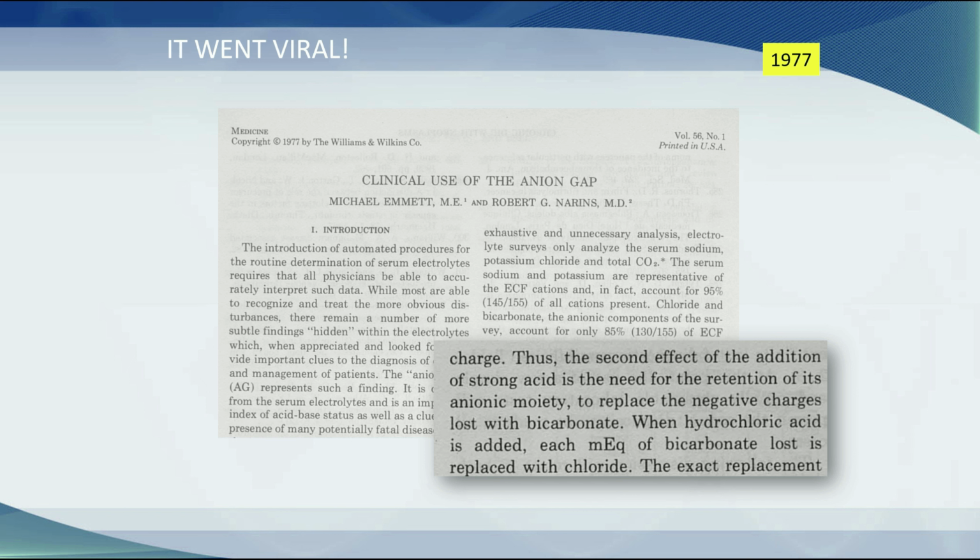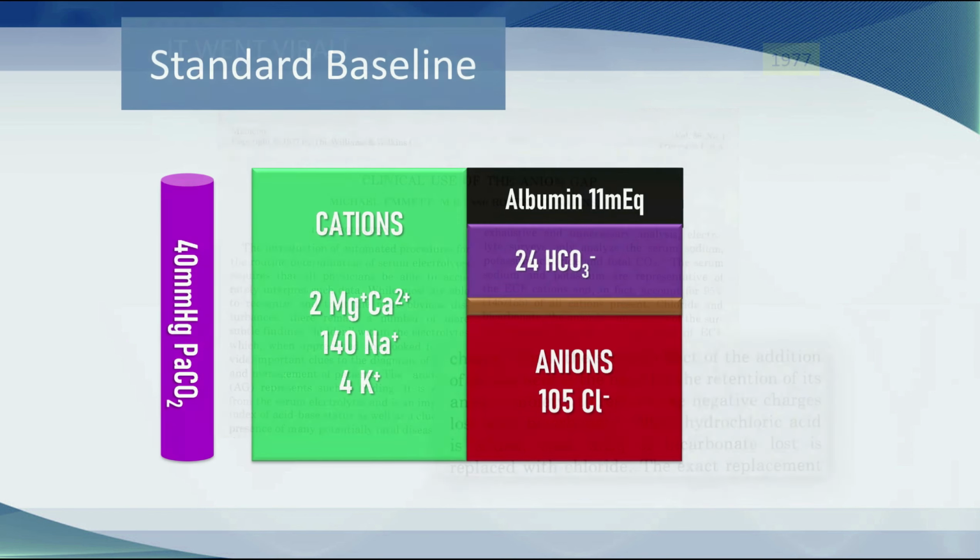The second effect of the addition of strong acid is the need for the retention of its anionic moiety to replace the negative charges lost with bicarbonate. When hydrochloric acid is added, each milliequivalent of bicarbonate lost is replaced with chloride. This is a representation of the electrochemical approach that's been around since the 1920s.